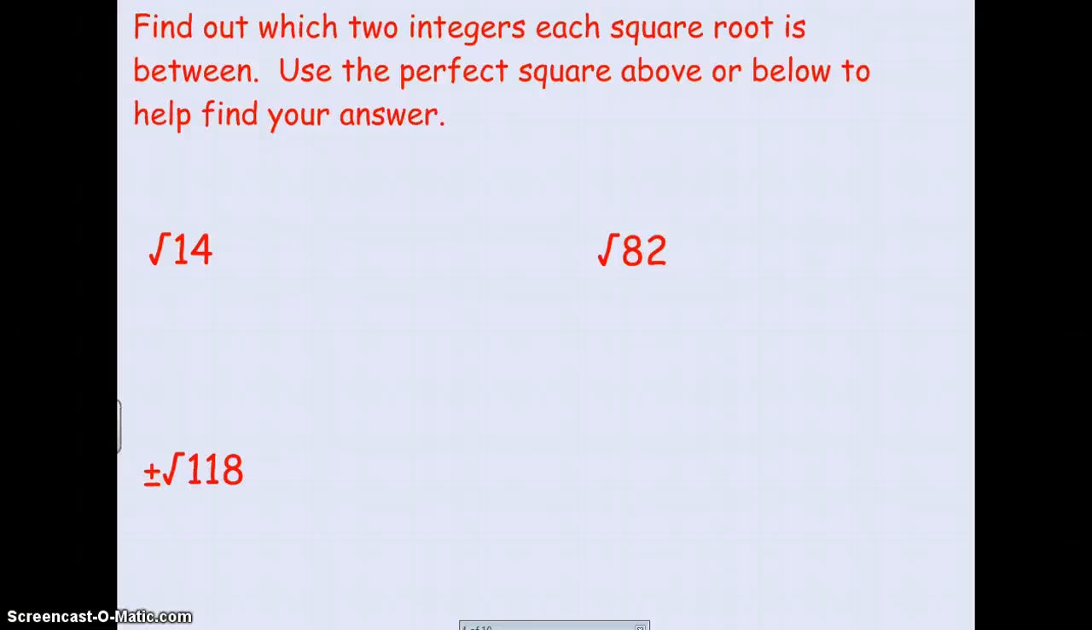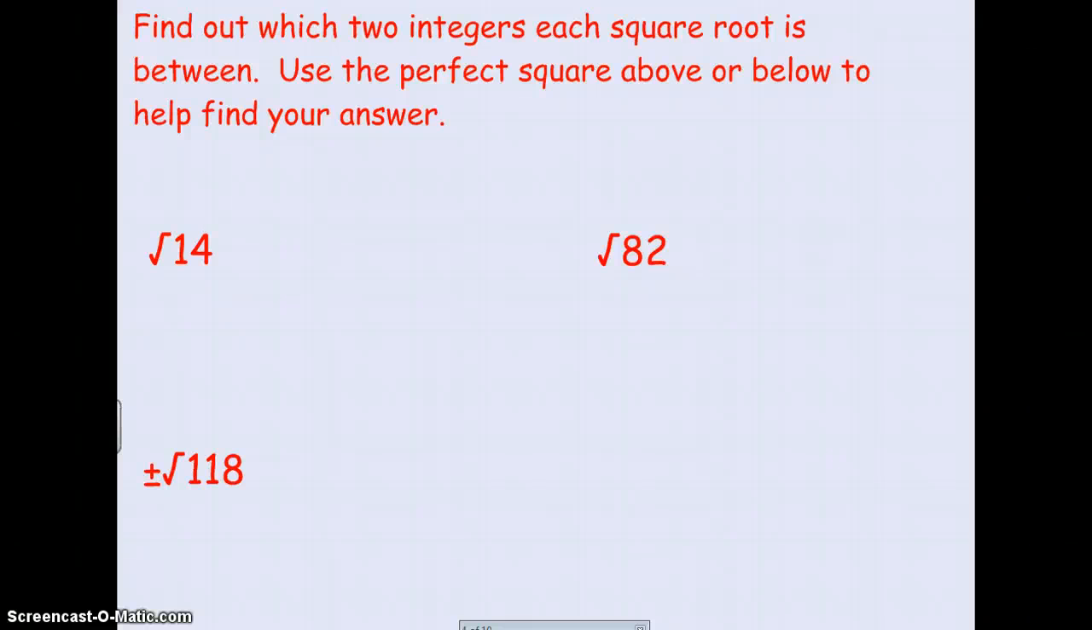Okay, this part's asking us to find the two integers that these square roots are between. They're not perfect squares, so they would end up being irrational numbers, but they help us begin to approximate the value of the square root of 14, or the square root of 82, or the square root, positive and negative, of 118.